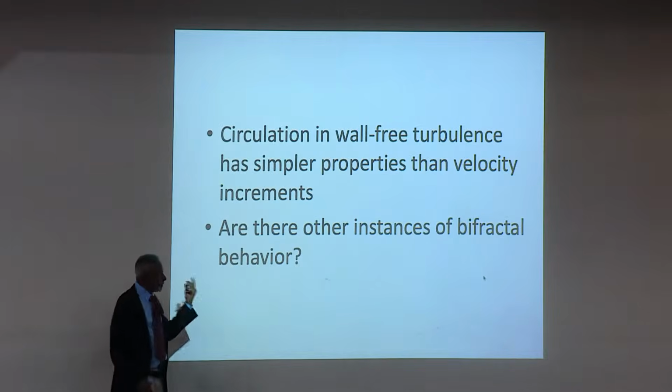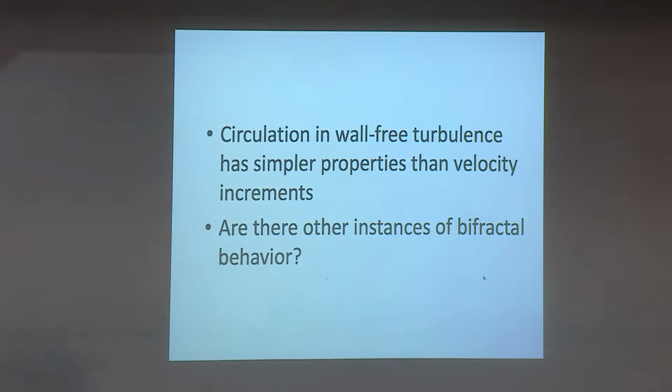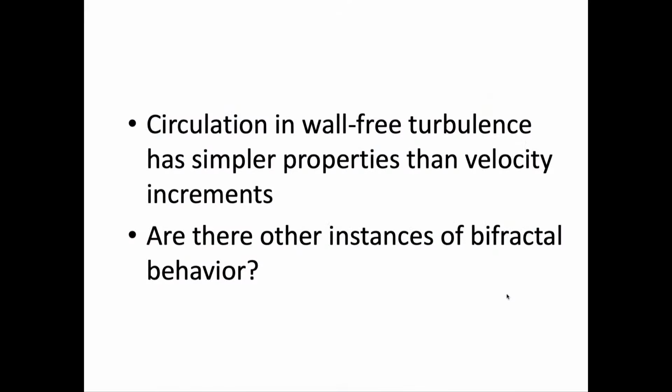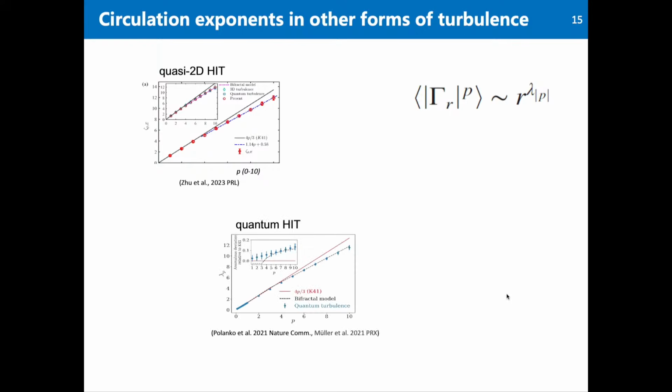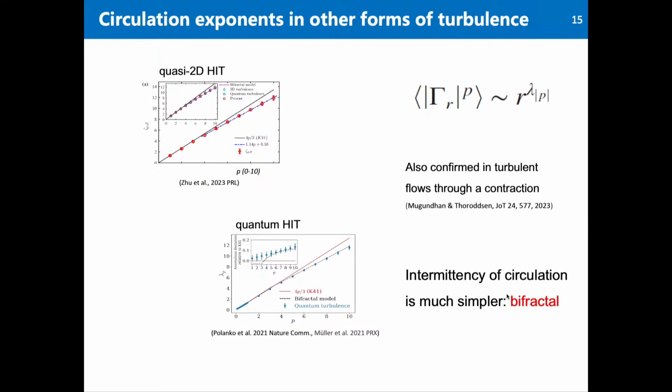Are there other instances of bifractal behavior? This is all from our data, so you want to know if anybody else has done similar things. It turns out that quasi-2D homogeneous and isotropic turbulence, in a paper that appeared in PRL in 2023, has similar behavior. And similarly, in quantum HIT, you have two papers, one in Nature Communications and another in PRX, also with similar behavior. There's also another one, flow through a contraction, that also has similar behavior.